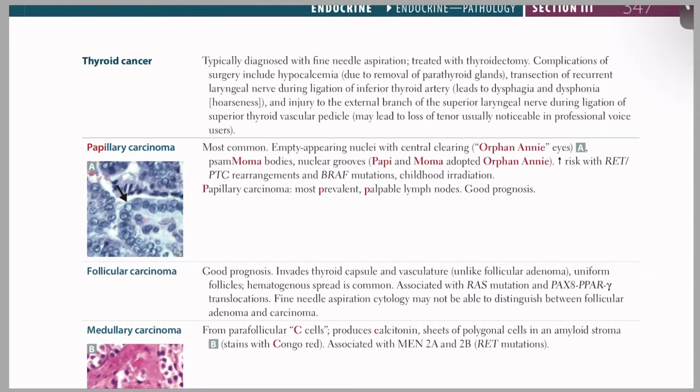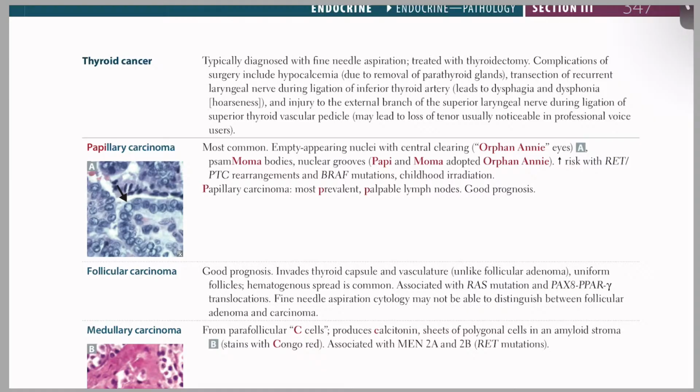Papillary carcinoma, most common, has empty-appearing nuclei with central clearing, Orphan Annie eyes. Psammoma bodies, nuclear groove. Papillary, psammoma, adopted Orphan Annie. Increased risk with RET/PTC rearrangements and BRAF mutations, and childhood irradiation. Papillary carcinoma is most prevalent, presents with palpable lymph nodes, good prognosis.